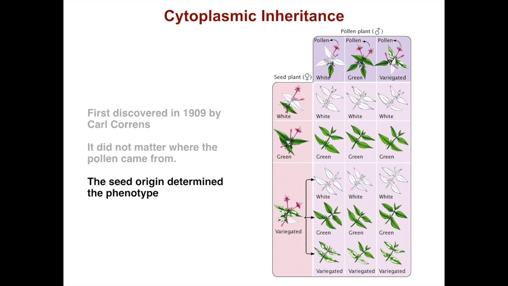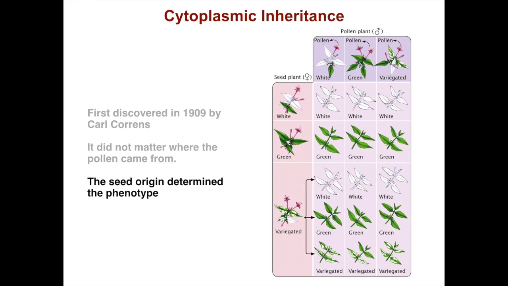He crossed flowers from white, green, and variegated plants in all combinations, both male and female. And from these crosses, he concluded that the phenotype of the progeny is determined by the phenotype of the branch from which the seed originated, not from the branch on which the pollen originated. He found that stem and leaf color exhibits cytoplasmic inheritance. So this is something that happens outside of the nucleus. So what could that be?